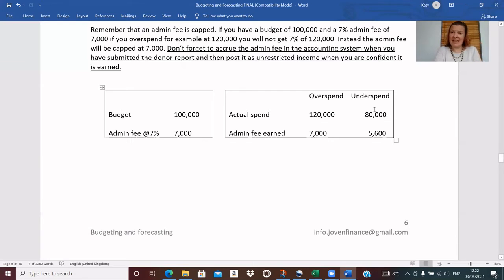If we underspend at 80,000, again, the donor is unlikely to let us take away 7% of the full budget. Instead, we'll take 7% of what we've actually spent. And finally, don't forget to accrue the admin fee in the accounting system when you have submitted the donor report. And then when you're confident that it's earned, you can move it from an accrual to your unrestricted funds.